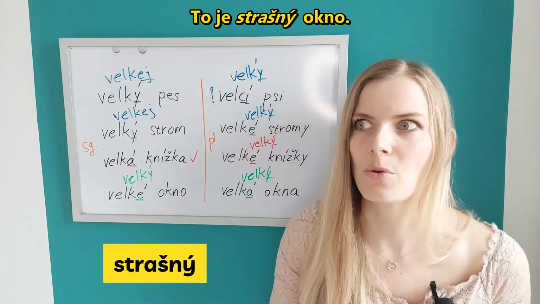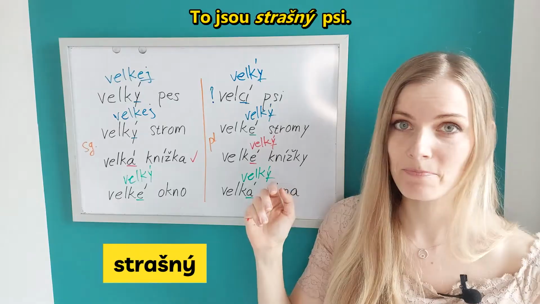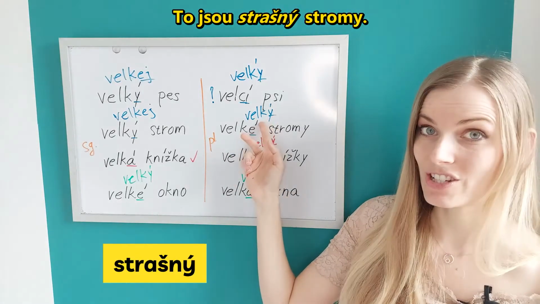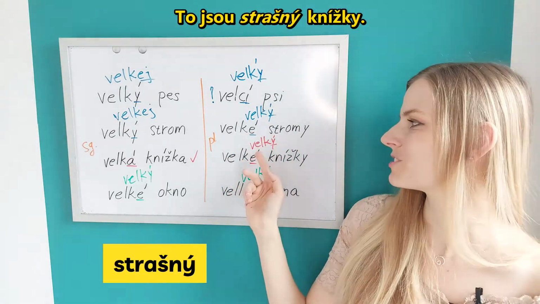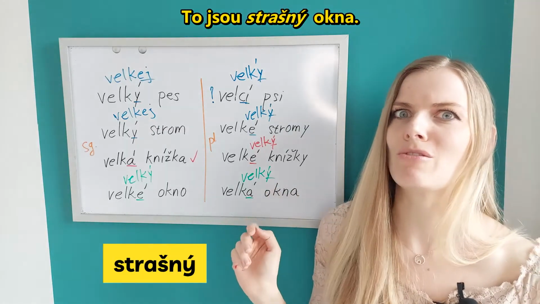These are terrible dogs. To jsou strašní psy. To jsou strašný stromy. To jsou strašný knížky. To jsou strašný okna.